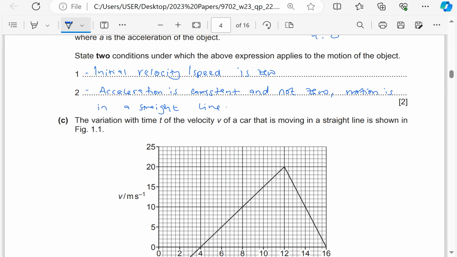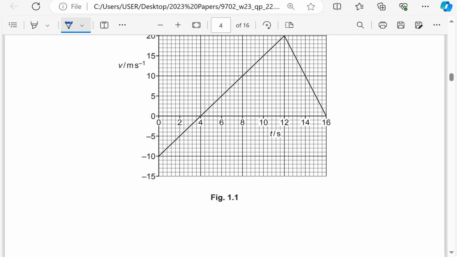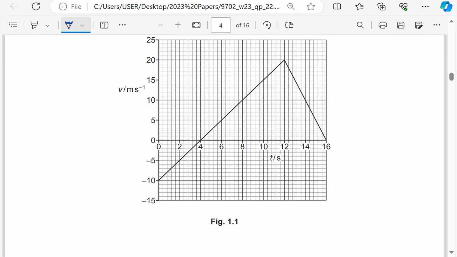The variation with the time t of the velocity v of the car that is moving in a straight line is shown in the figure. Okay, so we have a graph of, these are straight lines, so that is constant gradients. But one gradient, this side the gradient is positive, this side the gradient is negative. So the acceleration on one side is positive, the acceleration on the other side is negative, that means a deceleration. Okay.